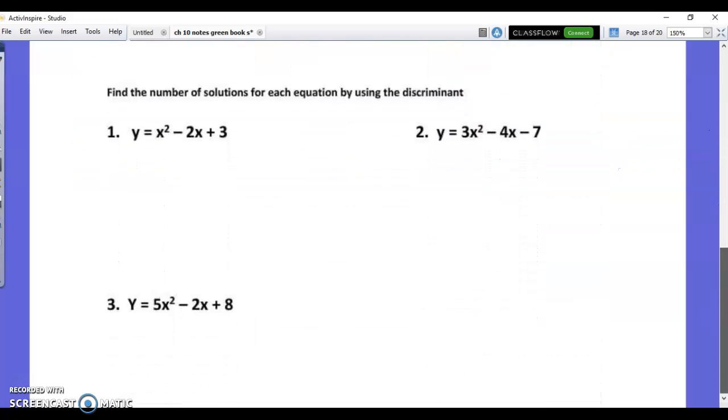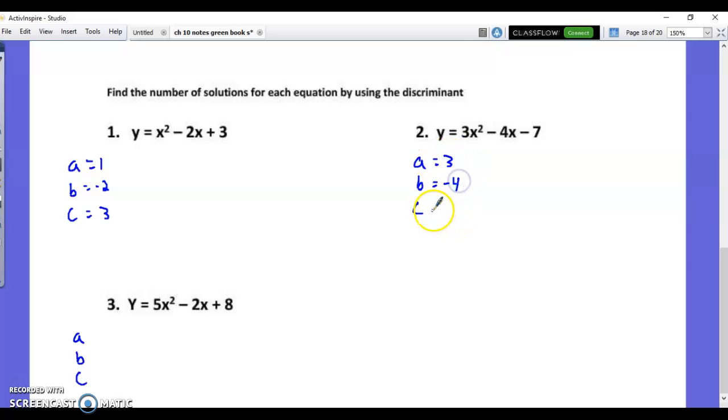So again, just a couple more practice. Once you get started with this, super easy, right? We just identify A, B, and C for each one. All right, so we have 1, -2, 3, 3. I'm just going real quick here to write these down. Identifying A, B, and C should be pretty straightforward right now for you guys. So we have 5, -2, and 8.